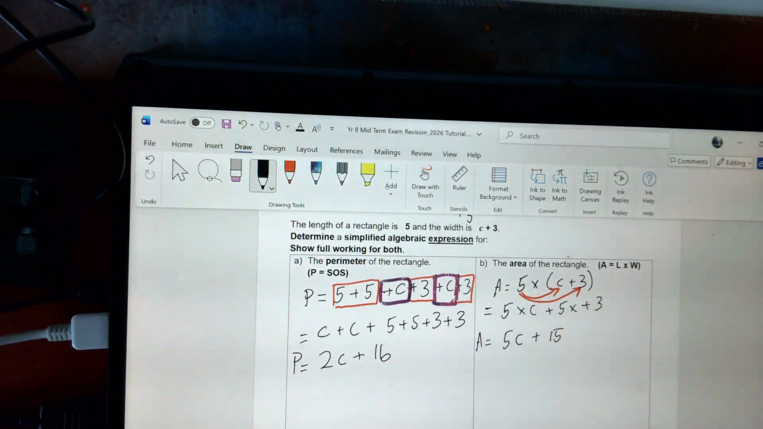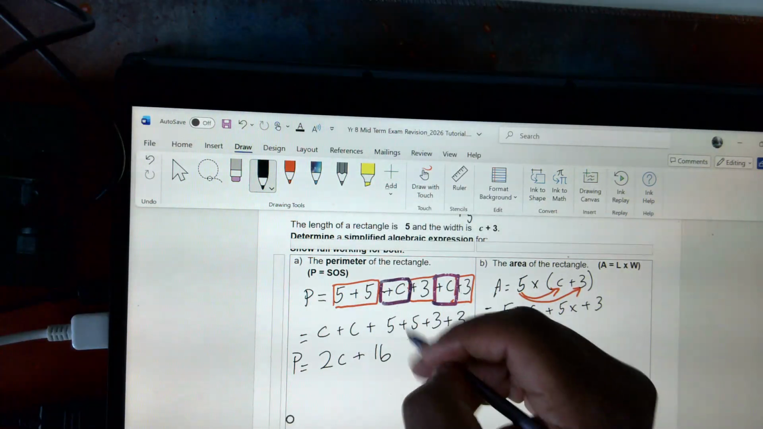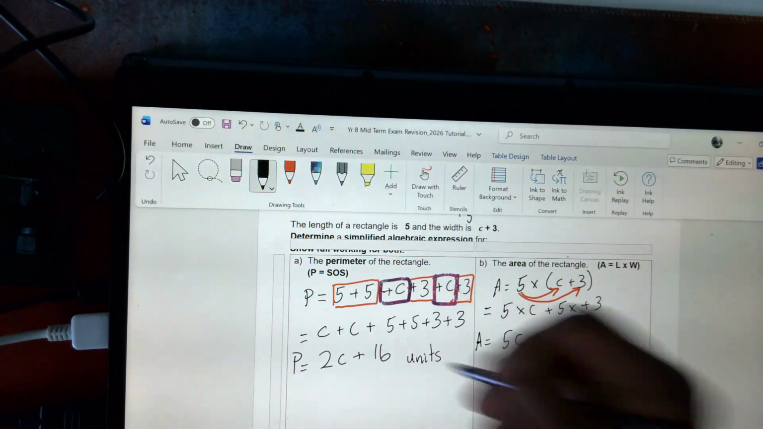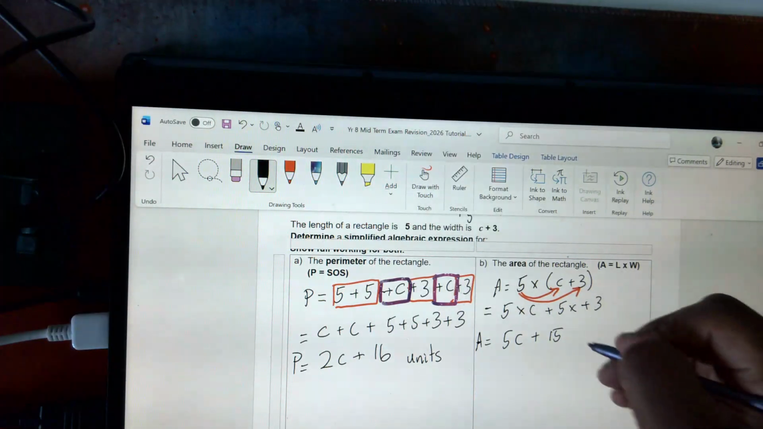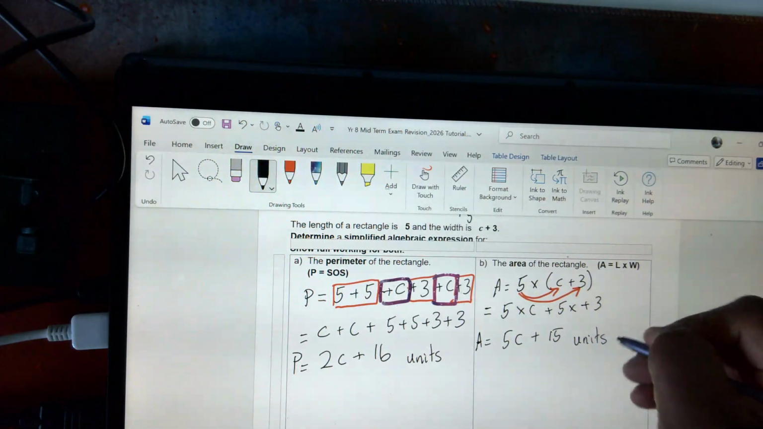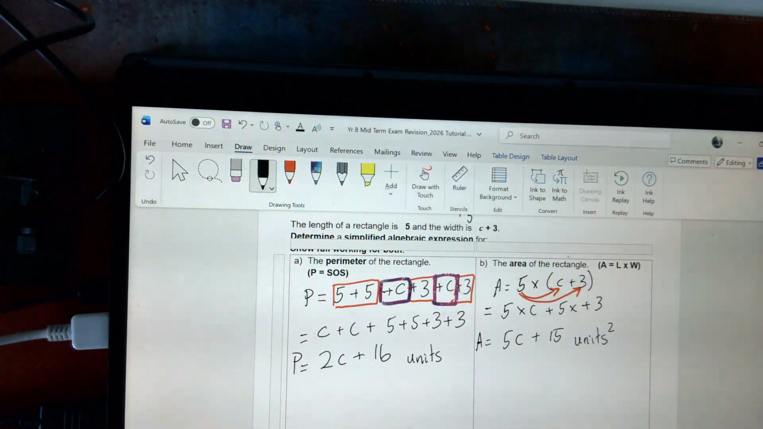Now the difference here is one's perimeter and one's area. So really, at the end of my perimeter expression, I should have units, and then for area, I should have units squared, just to show the difference between perimeter and area.